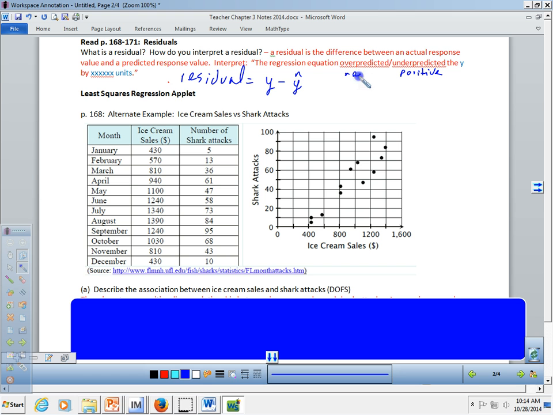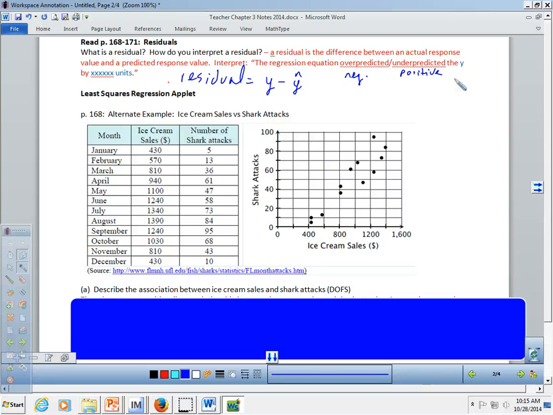And so if our residual is negative, then our regression equation over-predicted. Okay? And so that's how we're going to interpret it. The regression equation over-predicts or under-predicts, depending on the sign of our residual, the response, the y, by so many units. And the y and the so many units are in blue because that's where we're going to add our context, right? We always want to make sure we pull the context from a situation.